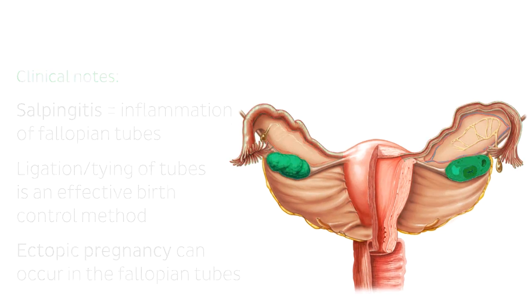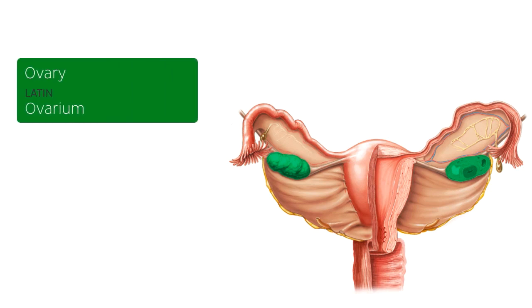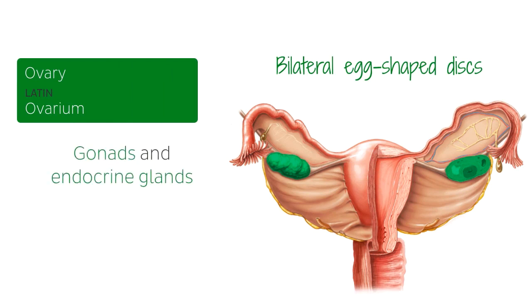So now let's move on and have a look at the ovaries. The ovaries are a bilateral pair of flattened egg-shaped discs, which themselves are egg-producing organs, as well as endocrine glands, analogous to the testes in a man. In women, however, this structure is found in the pelvic cavity on either side of the uterus, which we can see in this image.